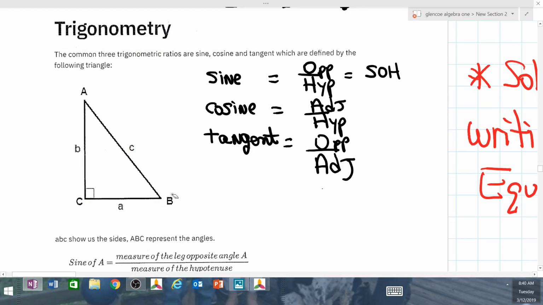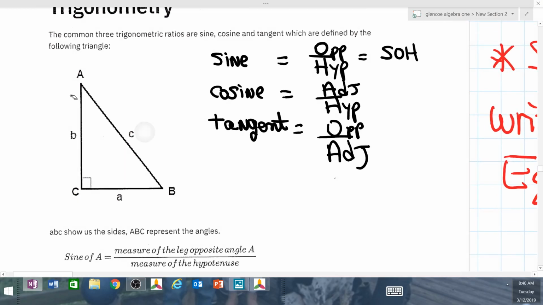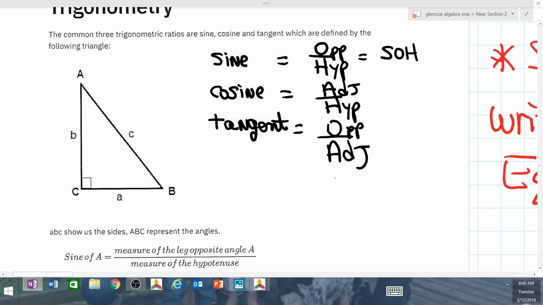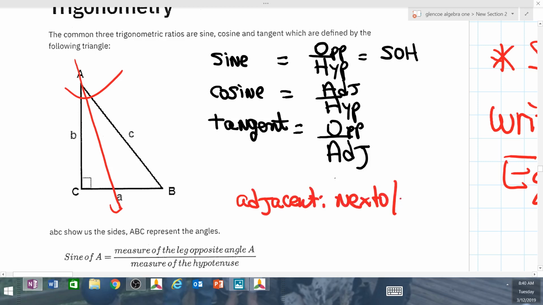All right. So if I want to look at angle A right now and find which side is opposite angle A. Which side is opposite angle A? Side A. Which side is the hypotenuse? Side C. And in reference to angle A, which side would you say is adjacent? Now I'm going to put a pause there and everybody listen. The word adjacent means next to or nearby. Next to or nearby.